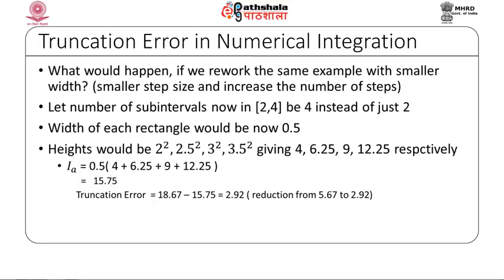So, this time the height of the rectangles will be 2 square, 2.5 square, 3 square, 3.5 square. So, function values are 4, 6.25, 9, 12.25, and so the area will be, width is half now. So, half into 4, half into 6.25, half into 9, half into 12.25, and so estimated integral gives the value 15.75. So, the truncation error is 18.67 minus 15.75. So, it is 2.92. It has reduced, it has almost become half of the previous case, from 5.67 the error has reduced to 2.96.